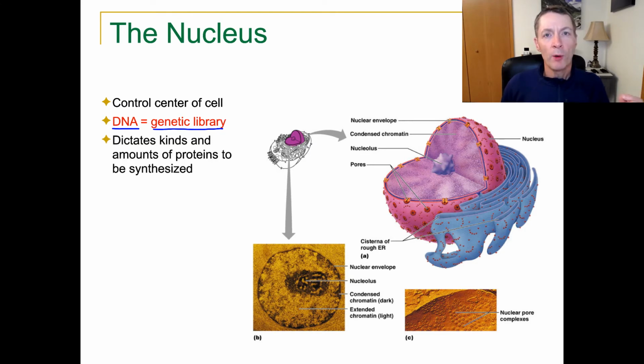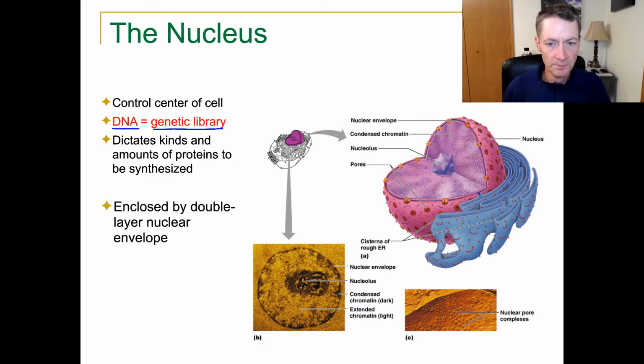Now, the important thing about being the control center is that the DNA in this nucleus dictates the kinds and amounts of proteins that are going to be produced. So here we see this connection between DNA, this nucleic acid, and proteins. We'll revisit that at the beginning of Module 2, but for right now, we're just getting the bare bones down.